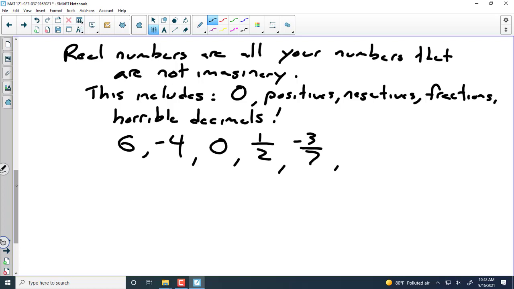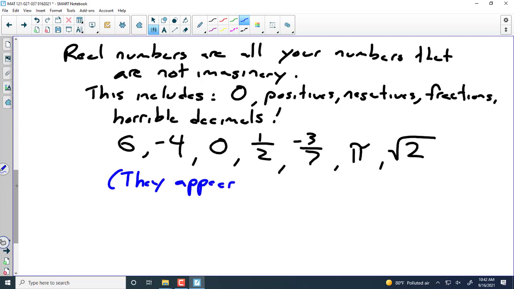Pi is a real number, good. How about a square root of a positive number? Is that a real number still? Yeah, those are all real numbers. As long as you're not taking the square root of a negative, you're talking about real numbers. So they can get really, really unfortunate and nasty. And what makes them a real number? They appear on the number line.